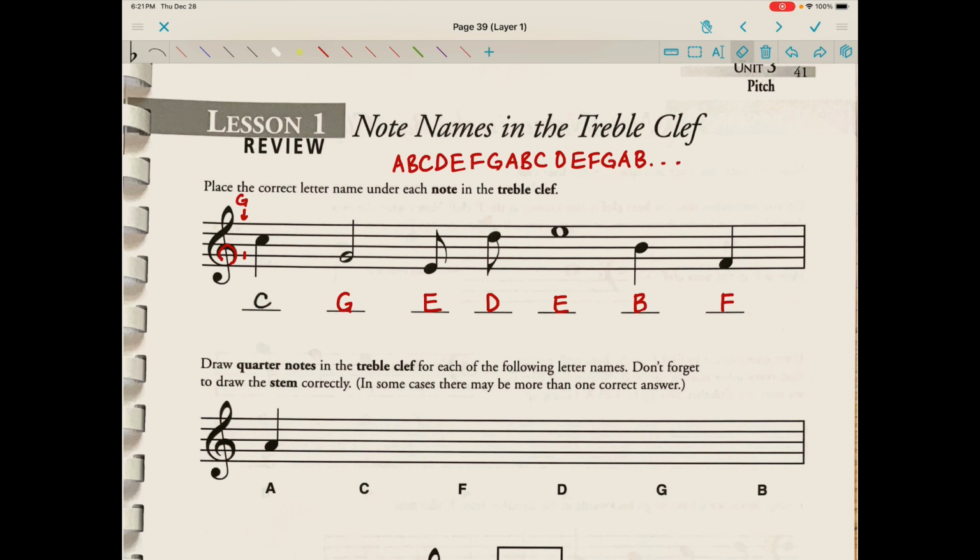Draw quarter notes in the treble clef for each of the following letter names. Don't forget to draw the stem correctly. In some cases, there may be more than one correct answer.